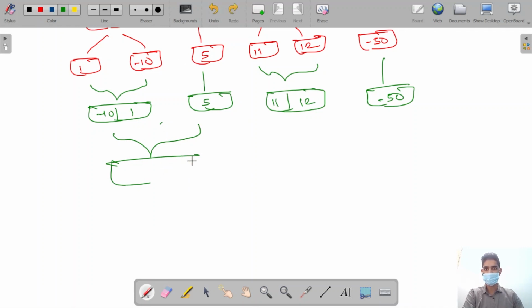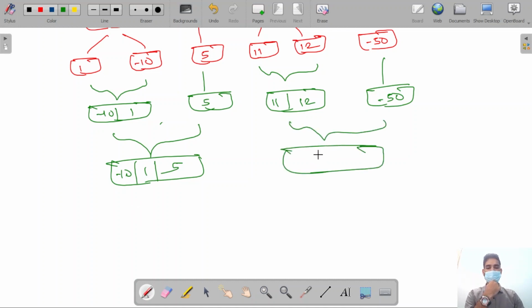Understood now? Why will the size of 3 get created? 2 plus 1, 3. And just sort them. So 5 will get compared to minus 10. It is greater, so 5 will be present here. 5 will get compared to 1. 1 is smaller. 5 will stay here. After that, minus 50 will get compared with 11. Minus 50 is smaller. 11 will get compared with 12. 11 is smaller. Then 12.